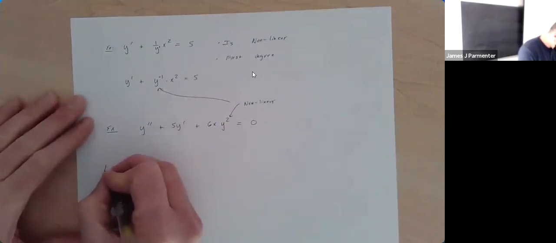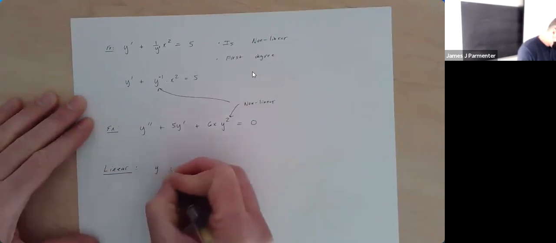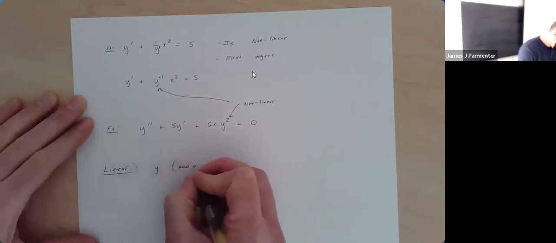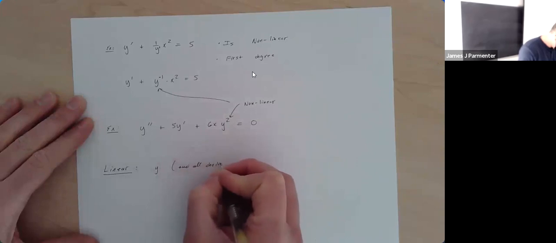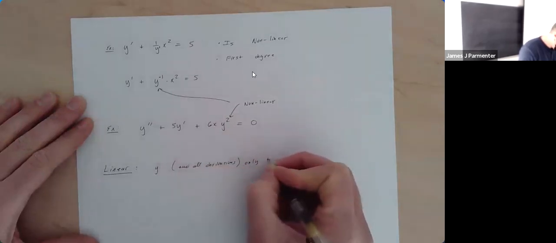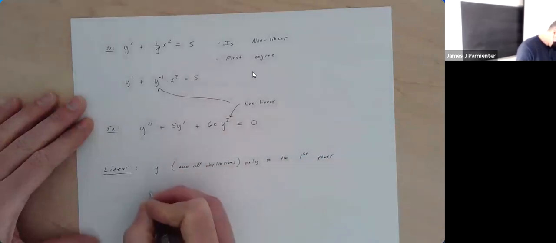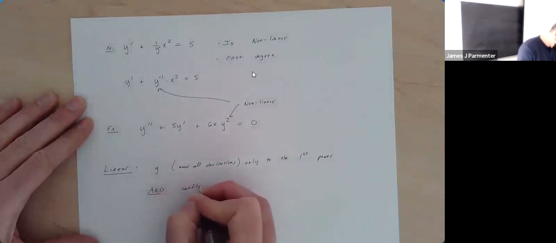So we can write this, although I don't think we really need to, but to be linear, we need y and all derivatives only to the first power, and coefficients to not be anything with y's in them.